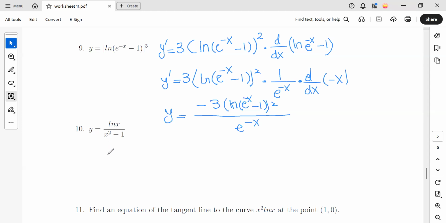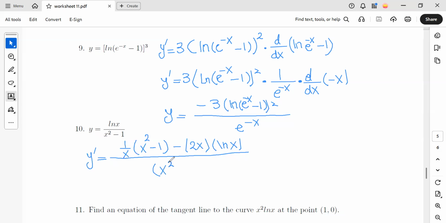Number 10 is a quotient function. So y prime will be the derivative of the top, which is 1 over x, times x squared minus 1, minus the derivative of the denominator, which is 2x, times ln of x, all over x squared minus 1 squared.